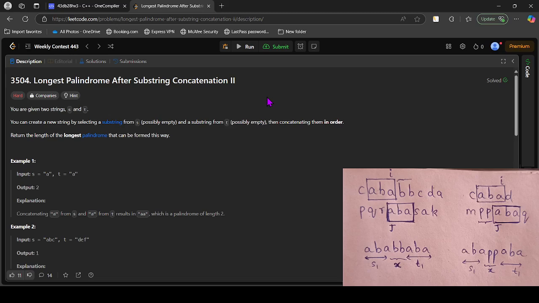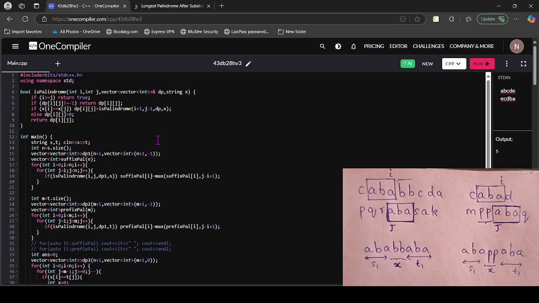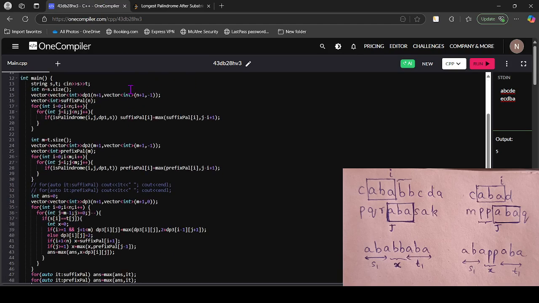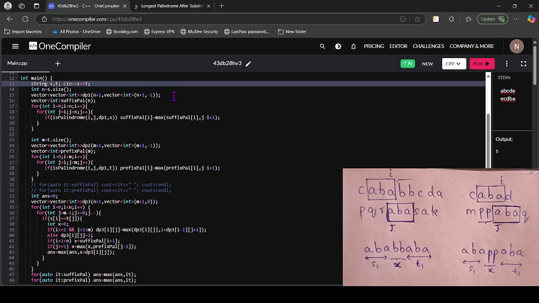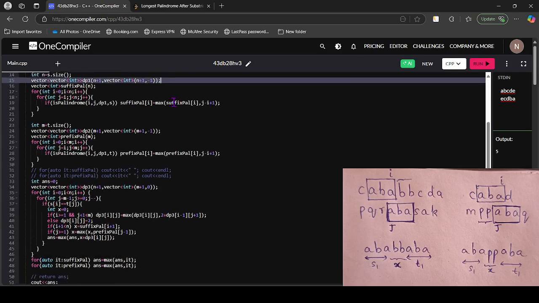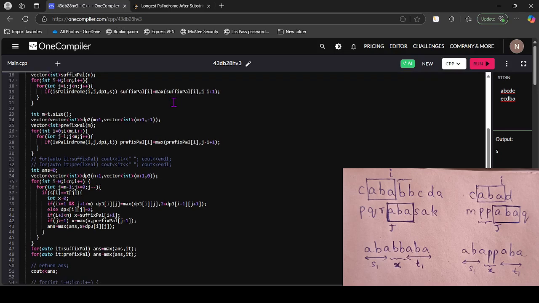So let's come to the first string and discuss how to do this. We are taking the two strings as input, and the vector of int suffix palindrome of n represents the maximum palindrome length from an index I, which is a suffix of that and is a palindrome in the string S.